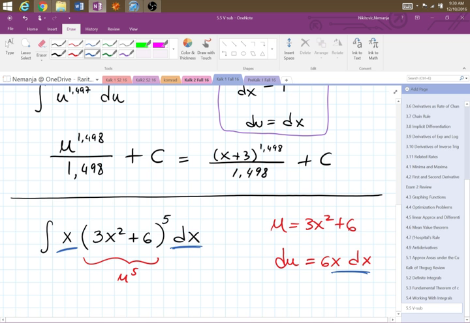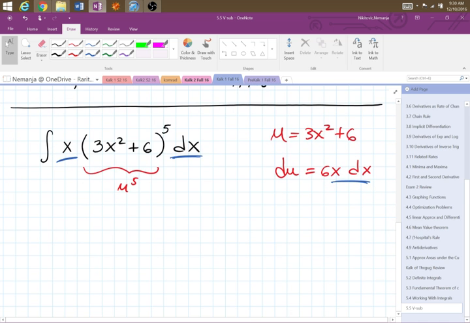So I can fix this in 2 different ways. And to be honest with you, I have a preference. My preference is to fix within the problem. I like to say I need 6 there so that I can have 6x dx, but to counter that 6, I have to put 1/6 in front. This is the way I like to do problems, because I'm visual.